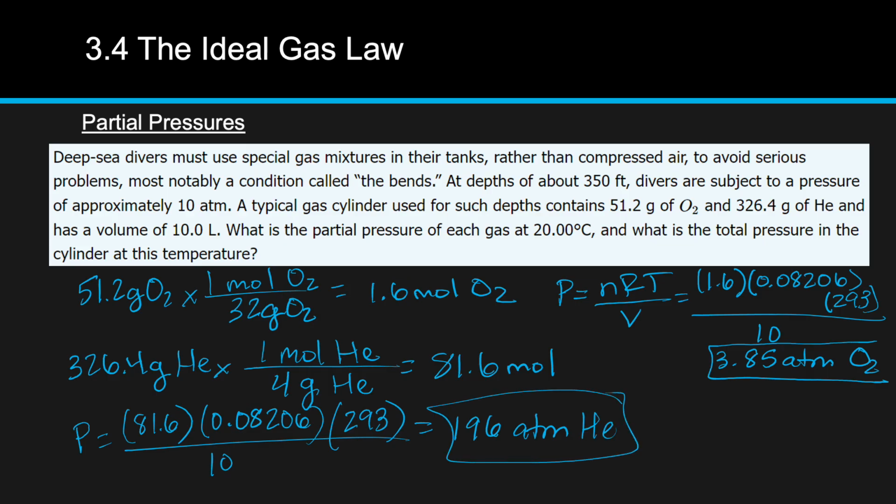So those are our partial pressures of each gas, and now we need the total pressure, and to get the total pressure we're just going to add those up. So our total pressure is going to be 200 atm.